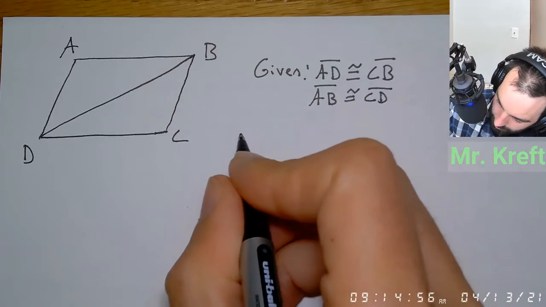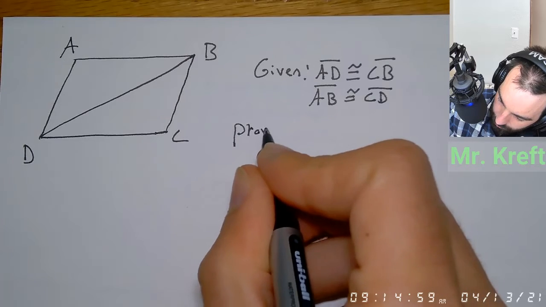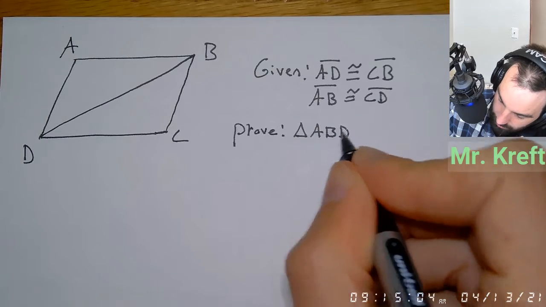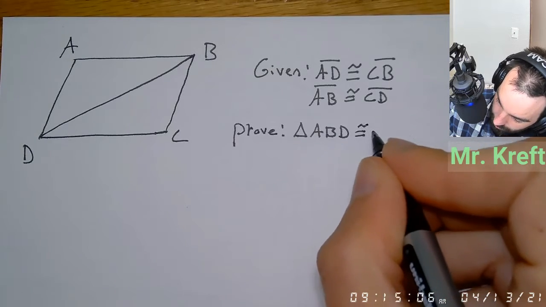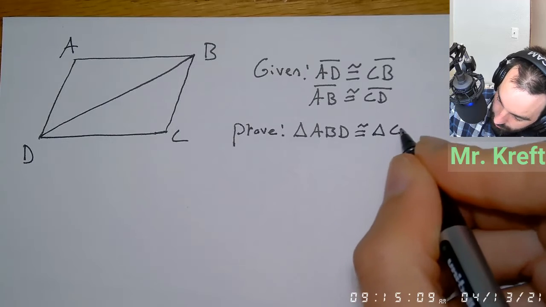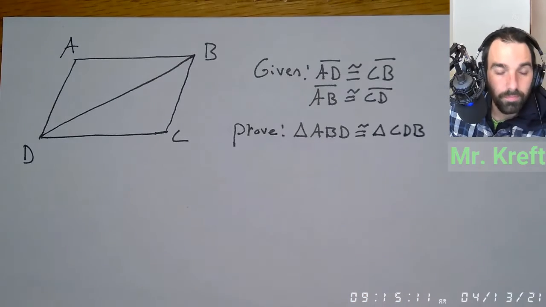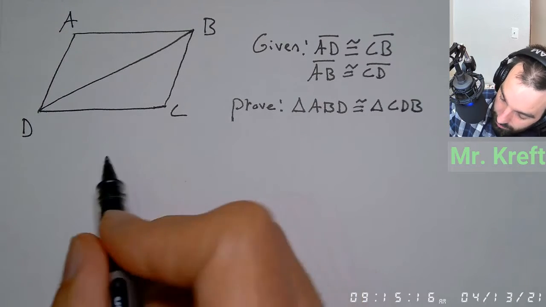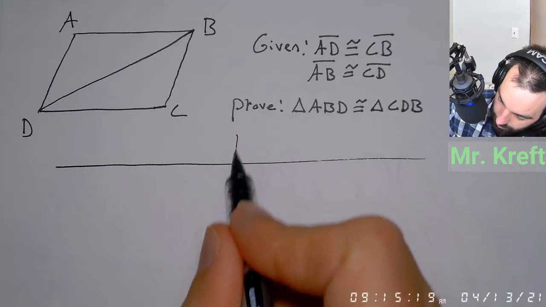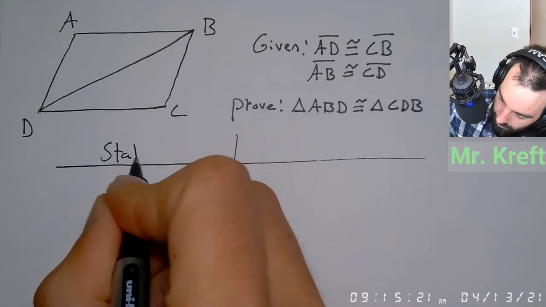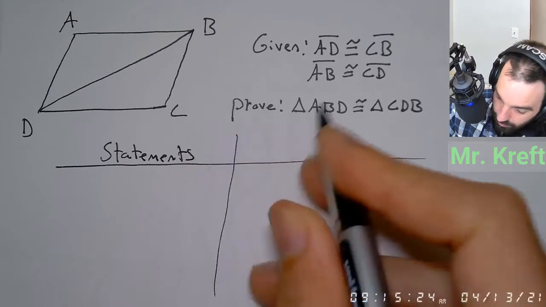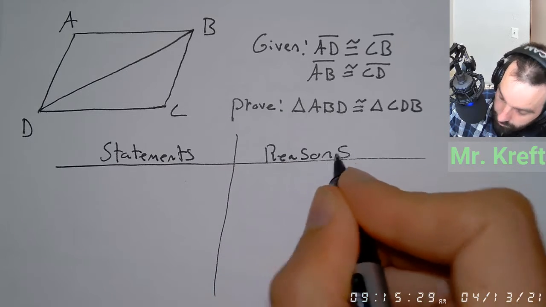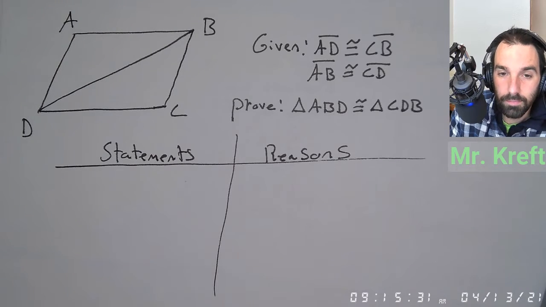And what we're going to prove is that triangle ABD is congruent to triangle CDB. I'm going to do the exact same thing that we did last time. I'm going to give you guys 3 minutes to work on this, because this is about a 3-minute proof, 3 minutes or less. So let me put that timer up.